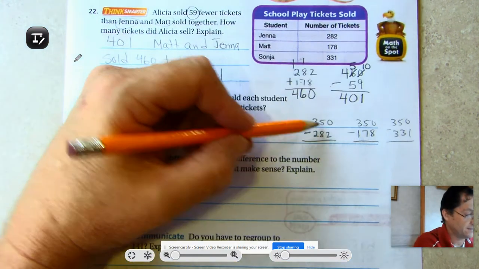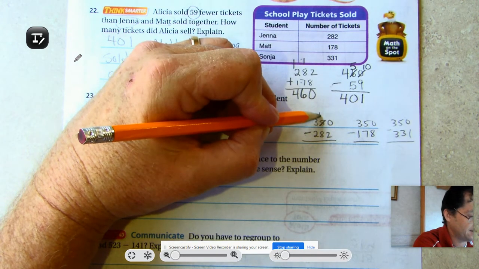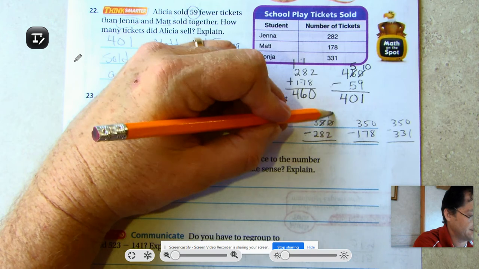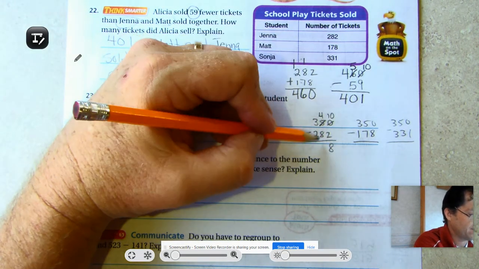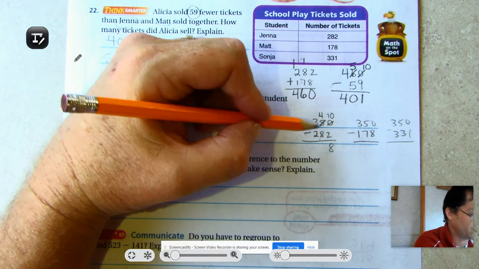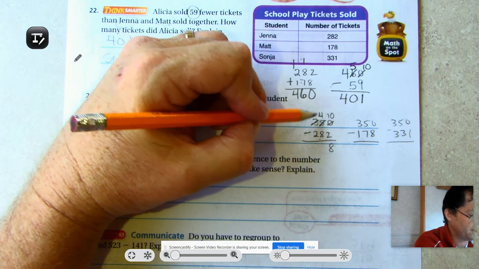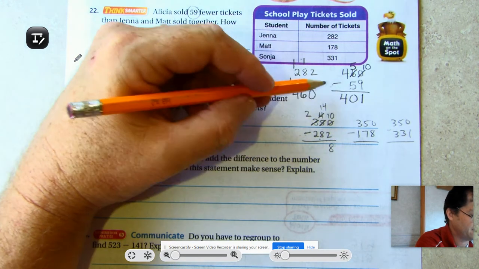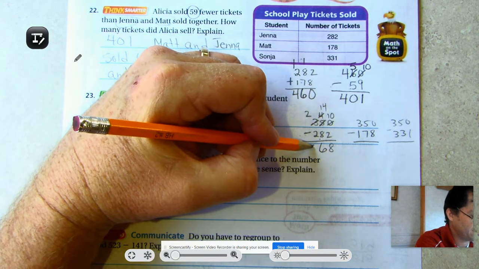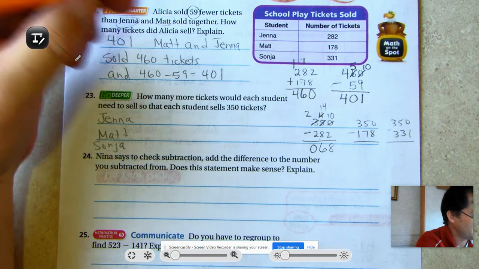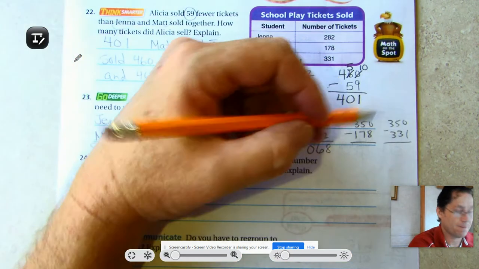So 0 ones take away 2 ones. We can't do that, so we're going to regroup the 5 tens and no ones as 4 tens and 10 ones. 10 ones take away 2 is 8. 4 tens take away 8 tens we can't do, so we're going to regroup the 300s and 4 tens as 200 and 14 tens. 14 tens take away 8 tens is 6 tens. 200 take away 200 is 0. So Jenna would need to sell 68 more tickets.